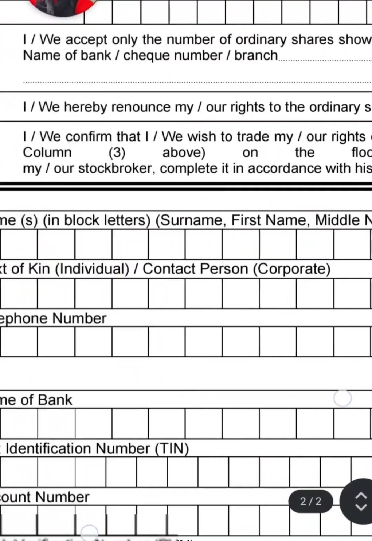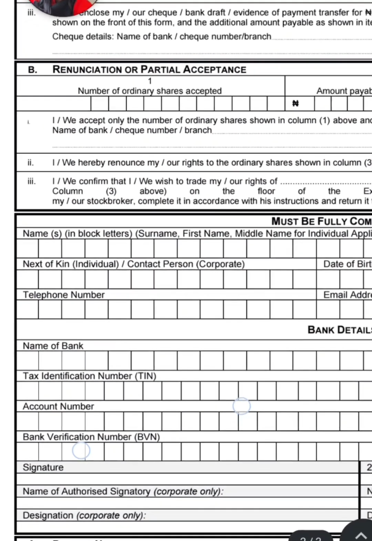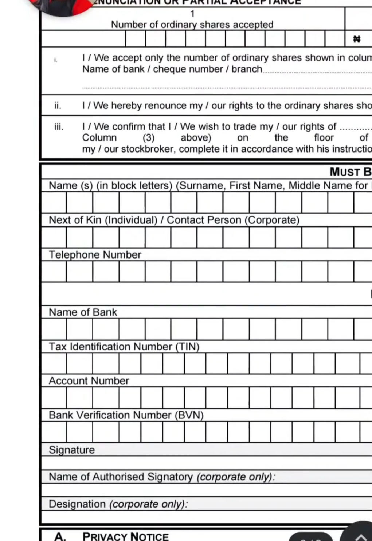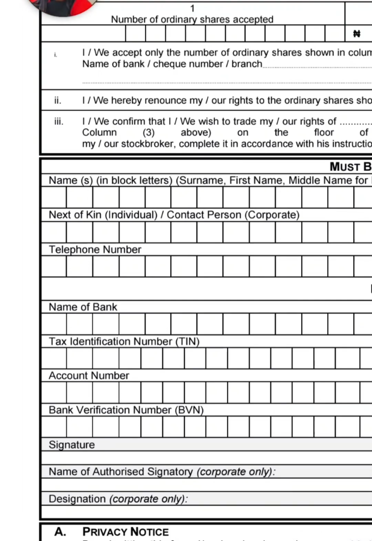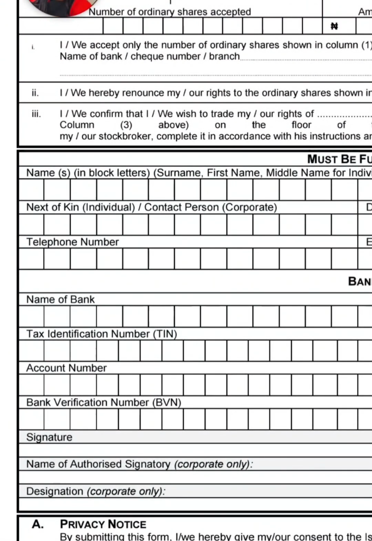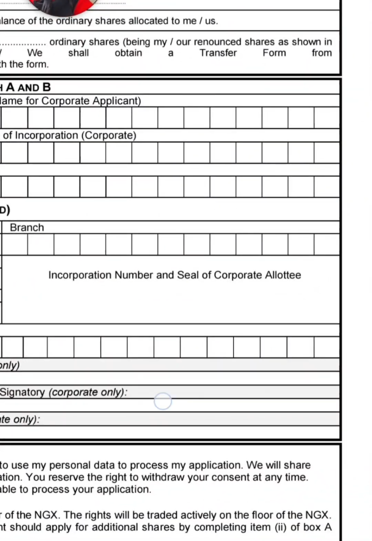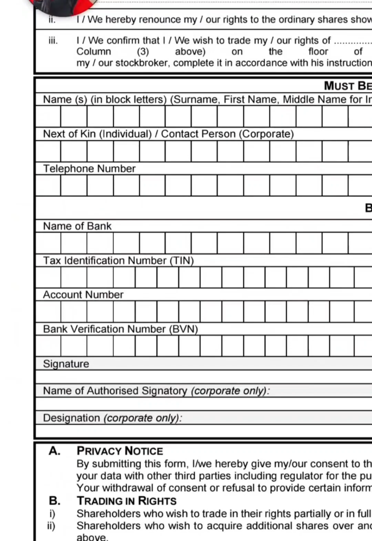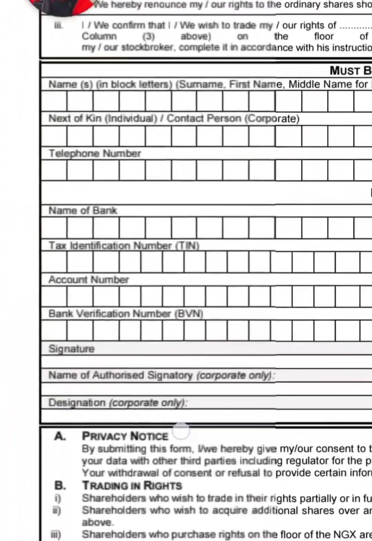And then the next box is where you enter in your personal information. So make sure you enter in as much as you can. So start with your name first, your last name, which is your surname, your first name, middle name. They said write in block letters, so that's capital letters. Next, if you're a company, write your company's legal name. Next, write your next of kin. As a company, write your contact person, your telephone number, your date of birth, your email address.